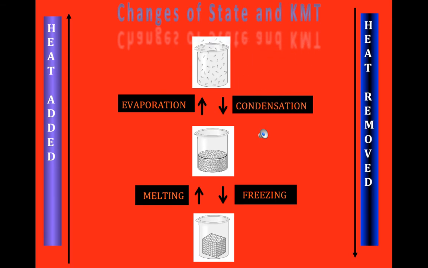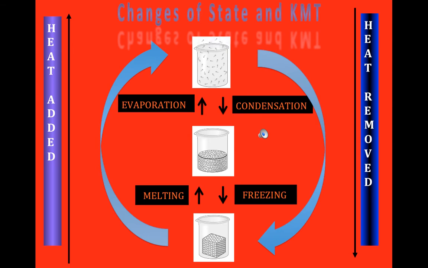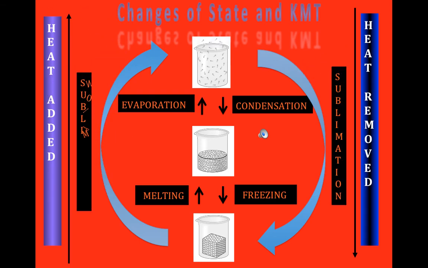And now we need a couple of sweeping arrows. One sweeps around the outside, and one sweeps around the other side, coming down. To the left, we're always adding heat. To the right, we're always removing heat. And there's our sublimation on both sides.